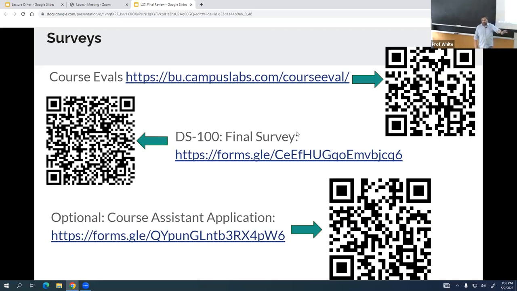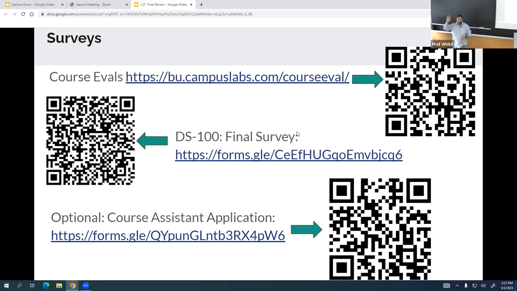So there's the course assistants, but CDS, the group, is also hiring. So if you go to the CDS website, there's a hiring form there if you want to do that for the fall. Lots of different kinds of jobs, from working front desk to other stuff. There's also the Spark application form if you want to do a Spark project in the fall, or get involved with Spark.